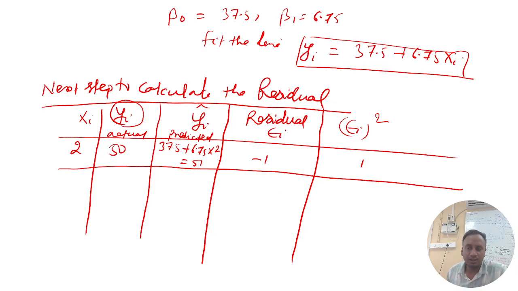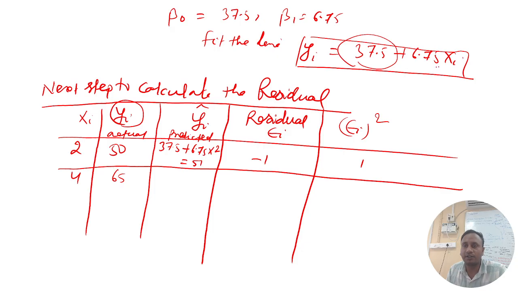Are you able to get this line? Yes. Okay, x = 4. Now we have the actual value. How much do we have? 65. How will we calculate the predicted value?